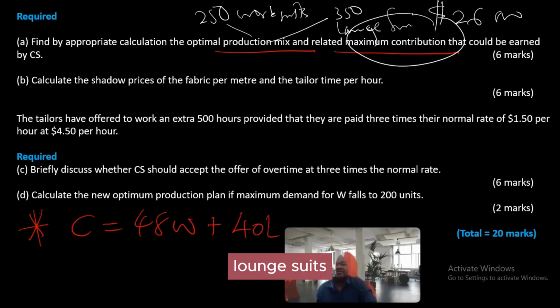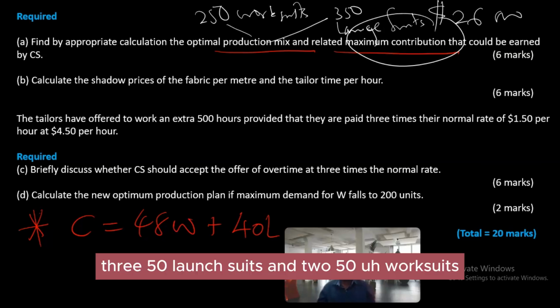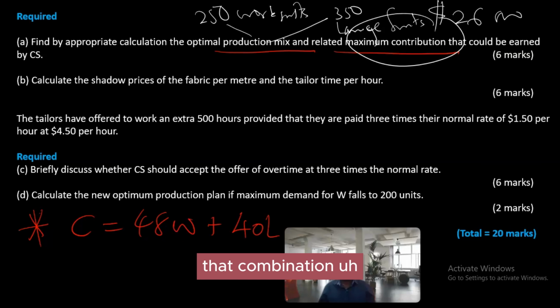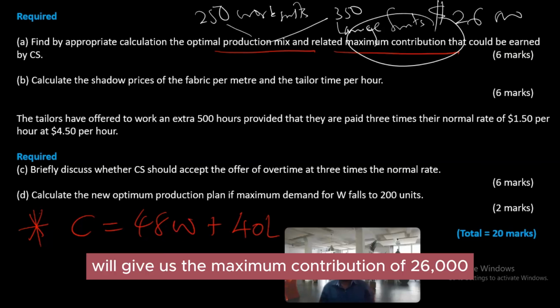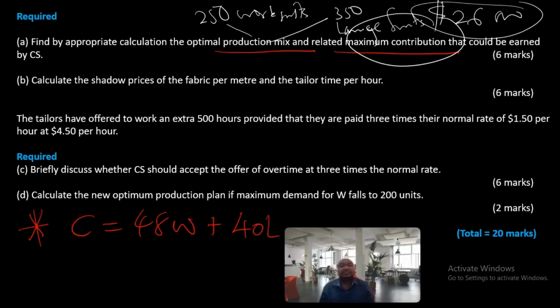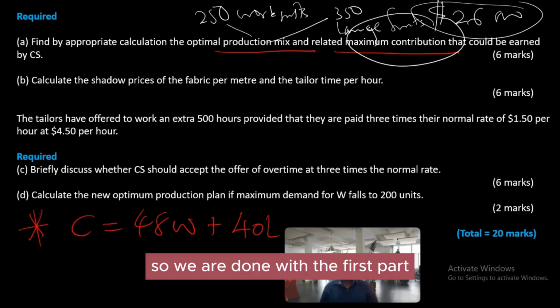Lounge suits: 350 lounge suits and 250 work suits. That combination will give us the maximum contribution of 26,000. So we are done with the first part.